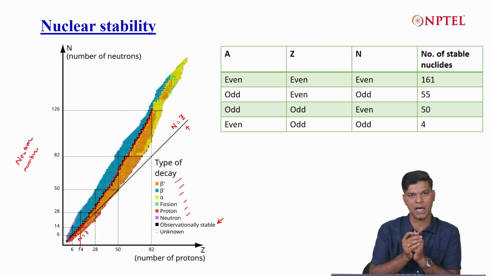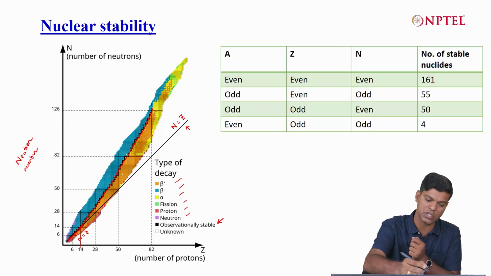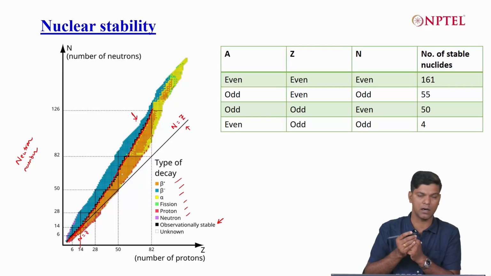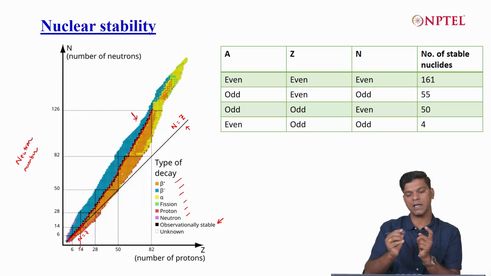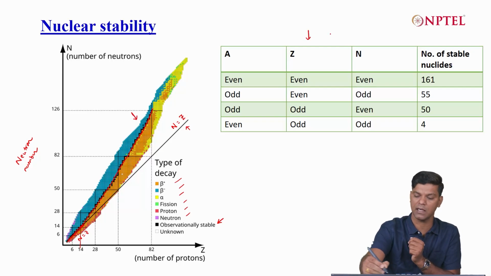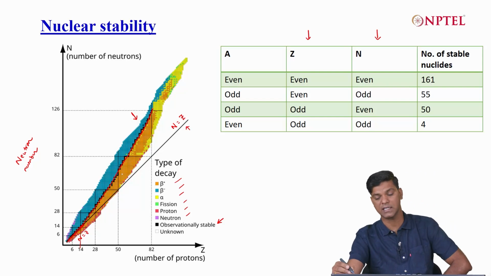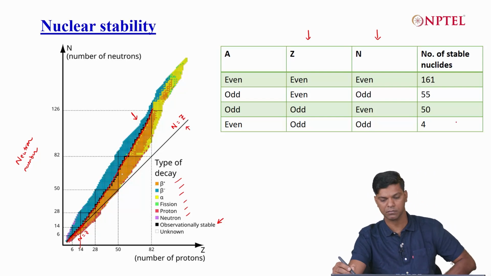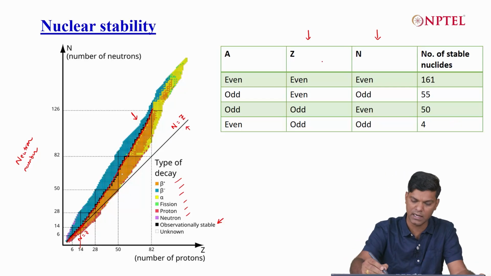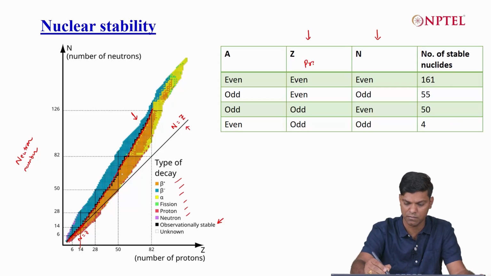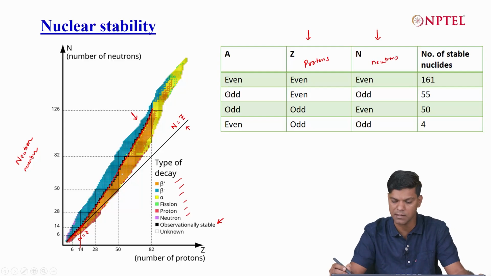Now, how much higher, and how do we know which of the isotopes are stable? For that you need to compare all the isotopes. This is a table where stable nuclides are shown. Z is the protons, N is the neutrons, A is the mass.